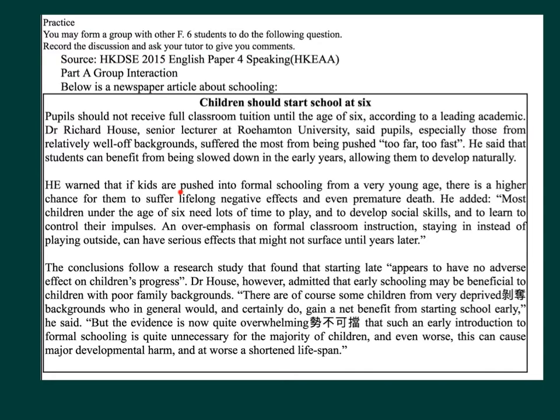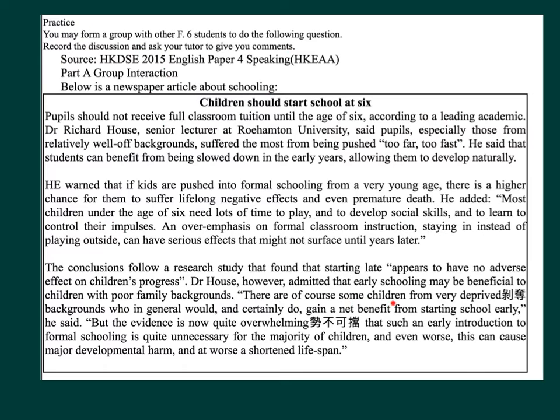He warned that if kids are pushed into formal schooling from a very young age, there is a higher chance for them to suffer lifelong negative effects and even premature death. He added, most children under the age of 6 need lots of time to play and to develop social skills and to learn to control their impulses. An overemphasis on formal classroom instruction, staying instead of playing outside, can have serious effects that may not surface until years later. The conclusion followed a research study that found that starting late appears to have no adverse effect on children's progress. Dr. House, however, admitted that early schooling may be beneficial to children with poor family backgrounds.